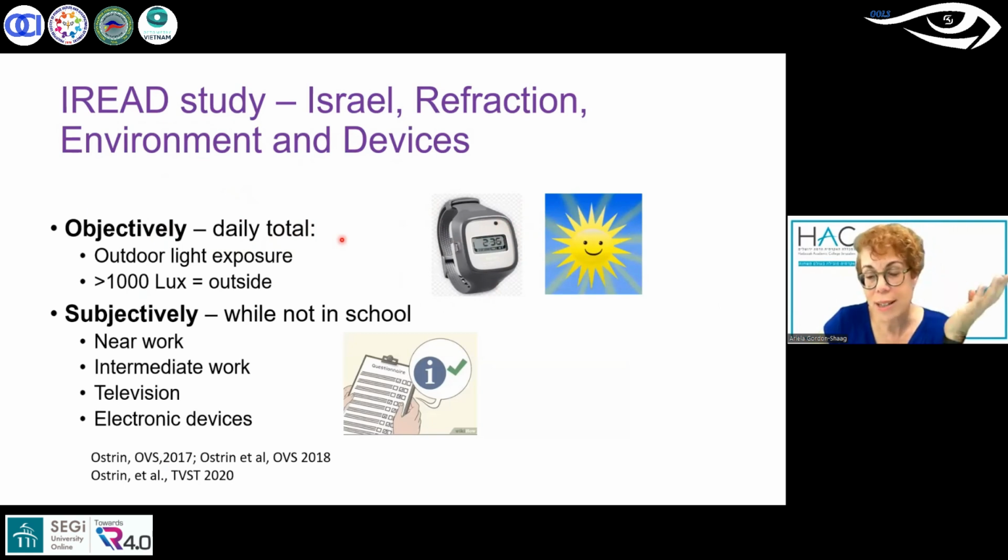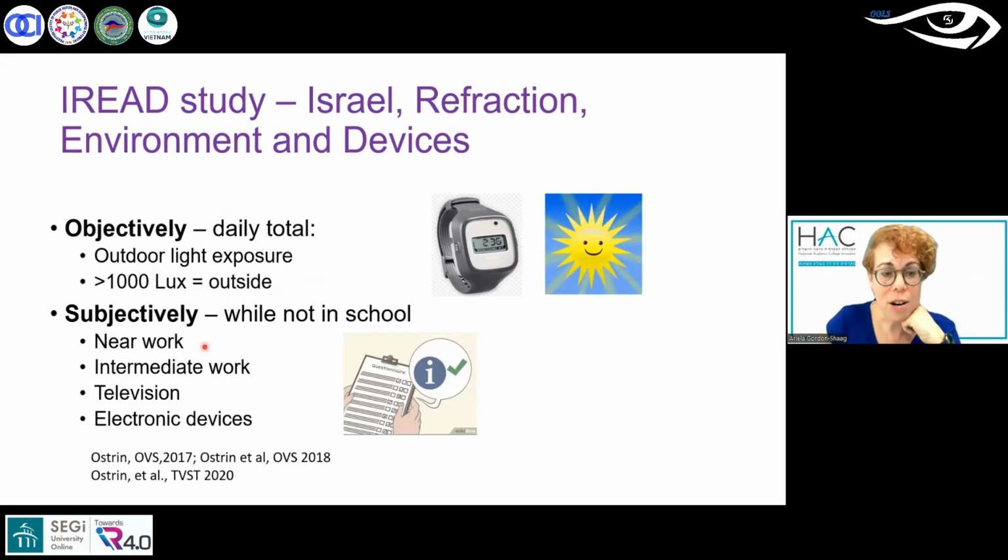You can set it to sense however often you want, but we had it set to sense light every 15 seconds. And the outdoor light is so much brighter than the indoor light that you could tell by the intensity if the kid is inside or outside. And typically more than 1,000 lux is considered outside. I'm not going to talk about those results, but it also tests for sleep and physical activity.